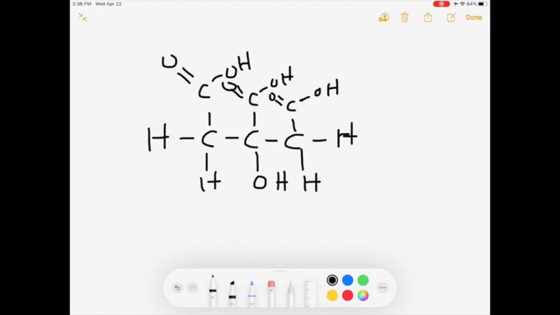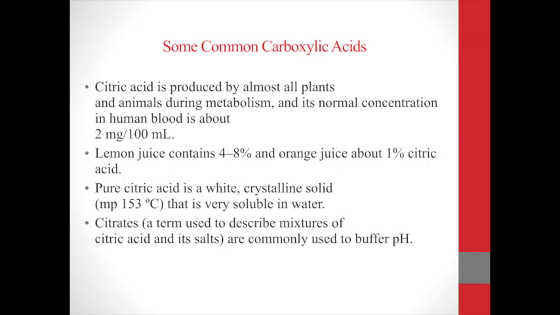It is produced by almost all plants and animals during metabolism. Lemon juice contains about 4 to 8%, and orange juice is about 1% citric acid. Pure citric acid is a white solid, and it's very soluble in water because, as I just showed you in the structure, it has 4 OH groups on there, able to have hydrogen bonding. Citrates are used to buffer pH.